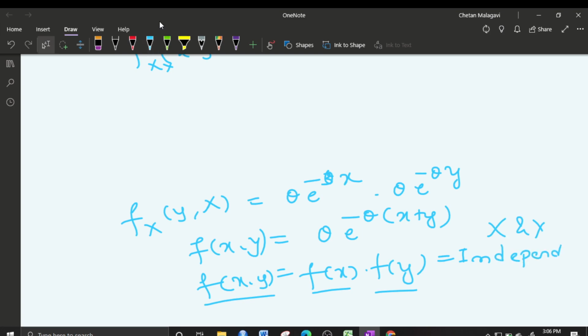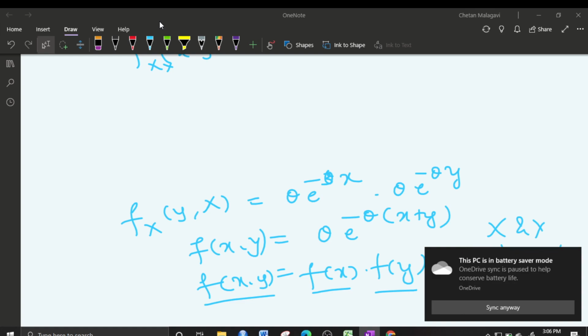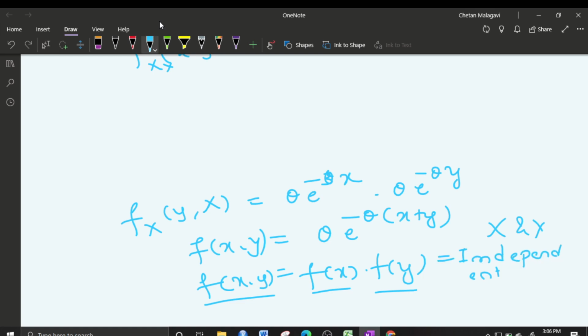Okay, and let us look at a few more examples and properties regarding this distribution function, density function, random variables, and other concepts in upcoming videos.